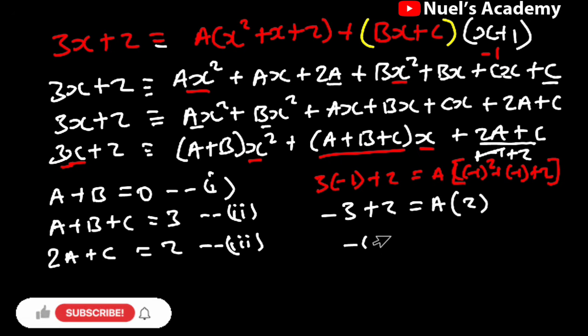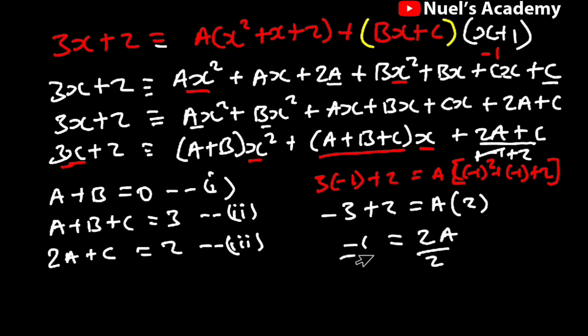So this is equal to a times 2, which is the same thing as 2a. From here, let's divide both sides by 2. This and this will cancel. We'll see that our a is equal to negative 1 over 2. So we have that a is equal to negative 1 over 2.